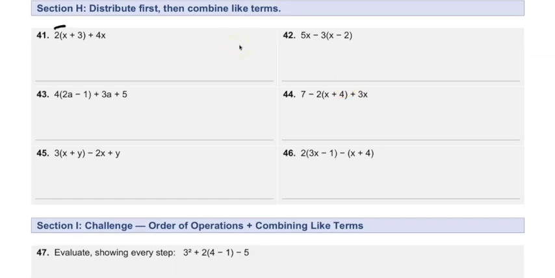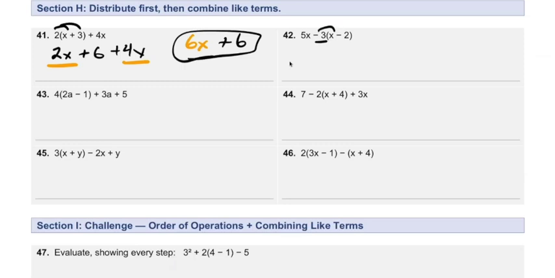So I could distribute this 2 to all of these. That's going to be 2 times x plus 2 times 3. So it's 6 plus 4x. And then we add up like terms. 2x plus 4x is 6x. And then we have a 6 there. Over here, that's my answer, by the way.